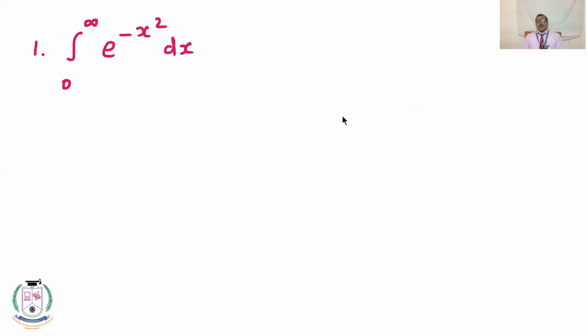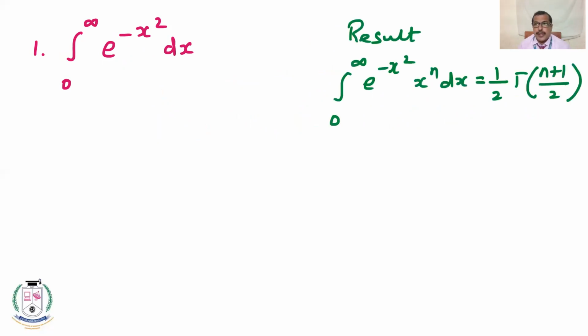First question: integral 0 to infinity e power minus x squared dx. The obvious result we can use is the second one: the integral from 0 to infinity of e power minus x squared, x power n dx, is equal to 1 by 2 gamma of (n plus 1) by 2. Now quickly comparing this, what is the value of n?